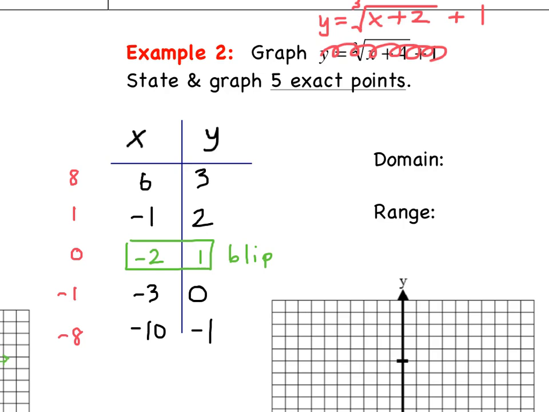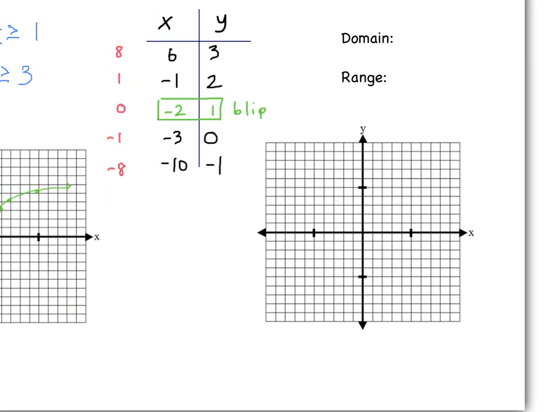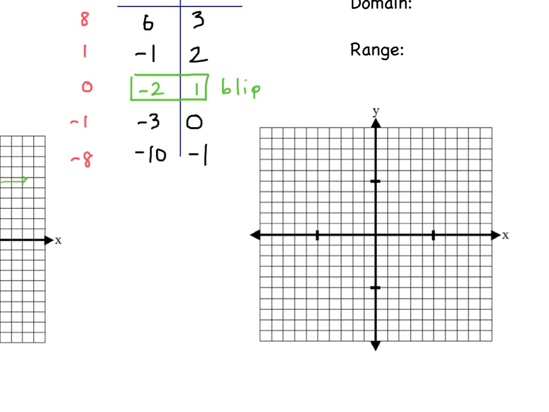So now we're ready to go ahead and plot these points. Let's see what this looks like. I always start with my blip at -2, 1. And then we have -1, 2, and 6, 3. And then we have -3, 0, and -10, -1. If we do this correctly, we'll get a nice shape to our cube root function. And there we have it.